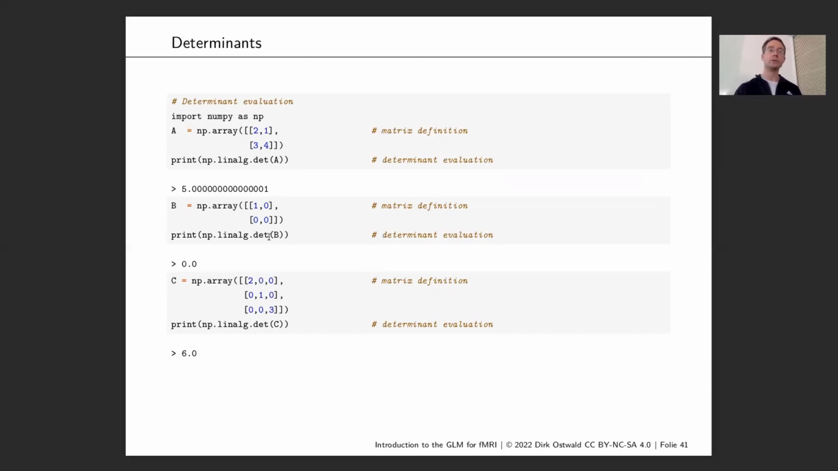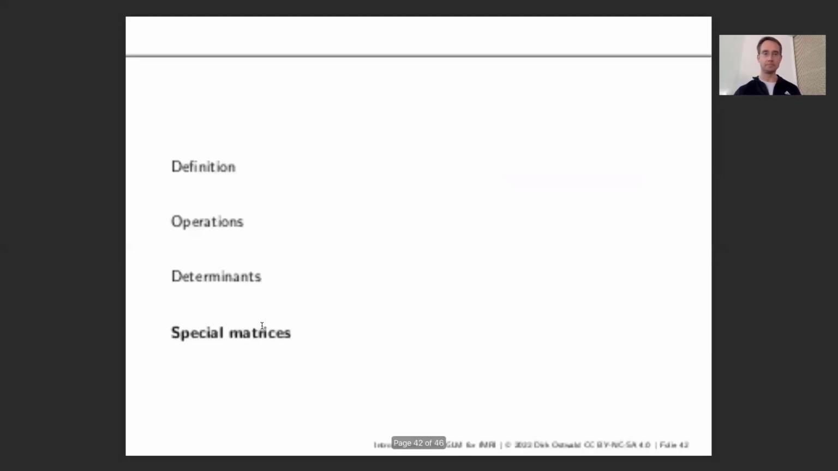Yeah, and you can compute determinants also with NumPy. Of course, there's the det function. Okay, so that's basically everything I wanted to say about determinants. There's much more one could discuss.